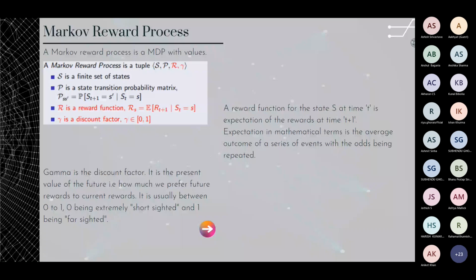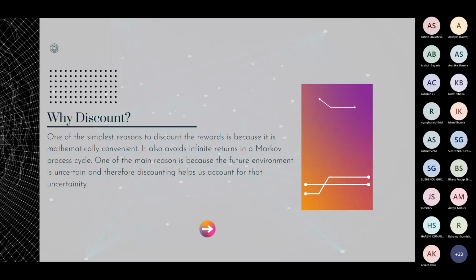Now, before we move on to Q-learning, we need to know the reasons that we discount the reward function. One of the simplest reasons is that it is mathematically convenient to discount the rewards. Another reason is that we do this to avoid infinite returns in a Markov cycle.